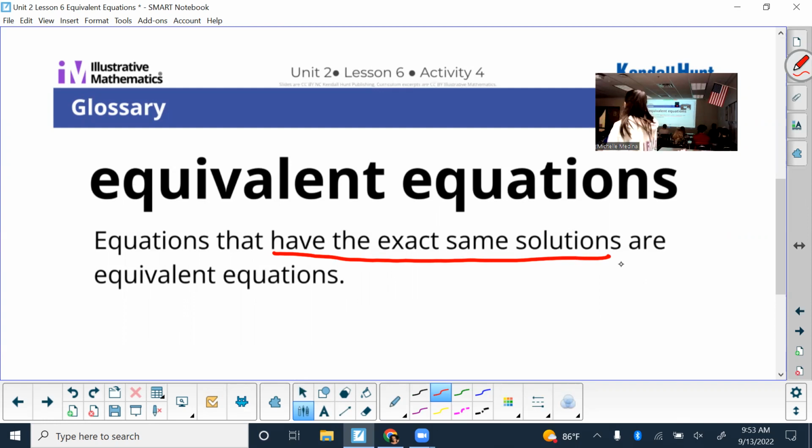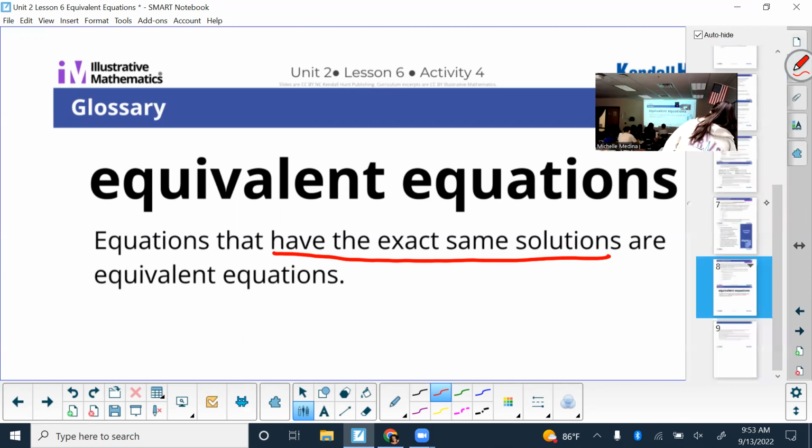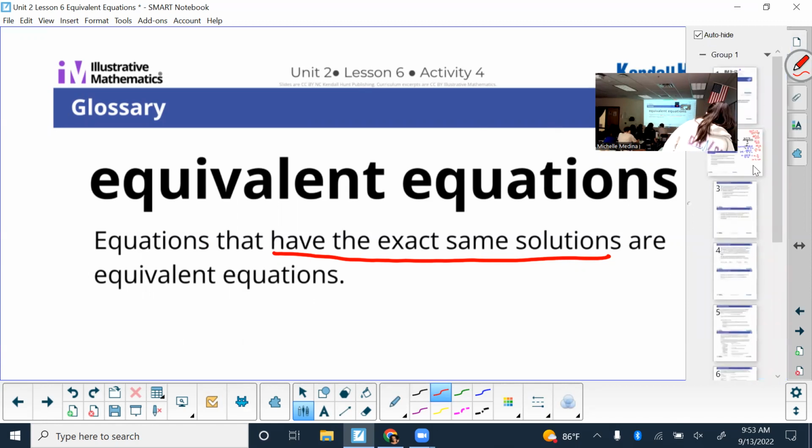So what's the difference between equations and expressions? Yes, Brianna? Equations have equal signs, expressions don't. Perfect. So equations have equal signs, expressions don't. So in our warm-up, that was an example of equivalent expressions, which are equal no matter what value we use for the variable. Good.